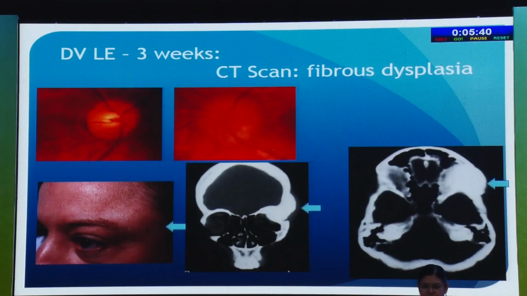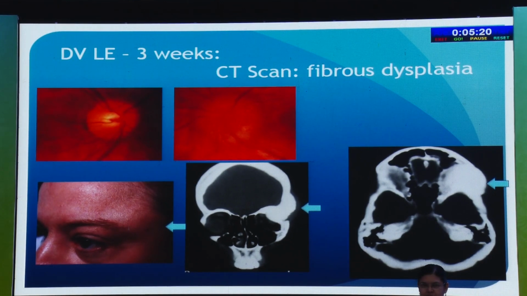Moving on to true disc edema. So this is a case of a patient again I saw in the UK, blurring of left eye for 3 weeks, and you can see there's a marked disc edema. Right disc is absolutely normal, and just before I put the patient on the slit lamp, I noticed this fullness in the temporal fossa, and so I suspected a bony lesion, and a CT scan showed a fibrous dysplasia.